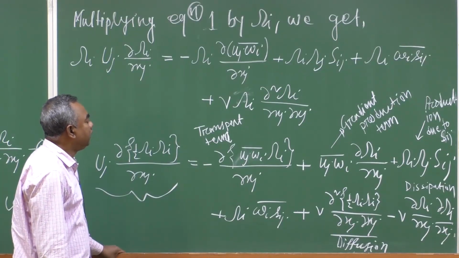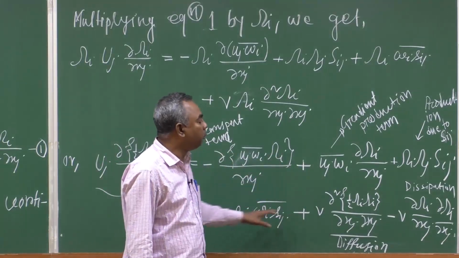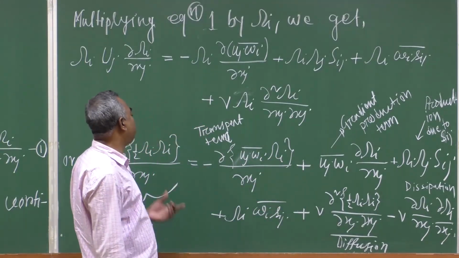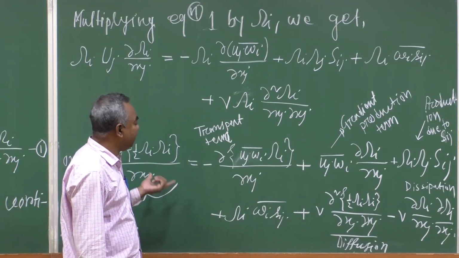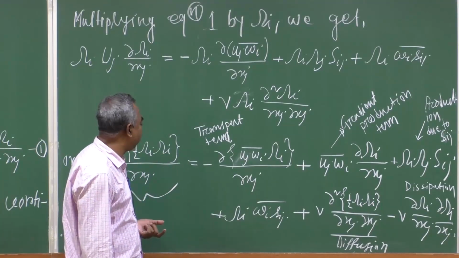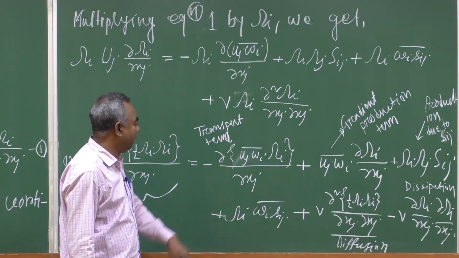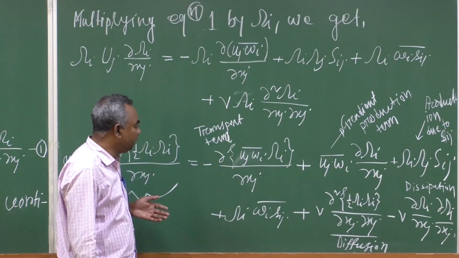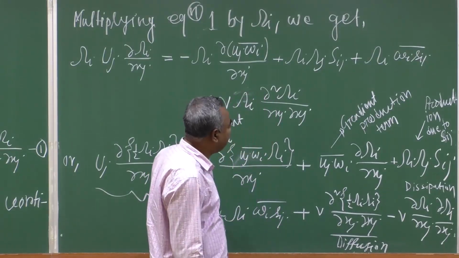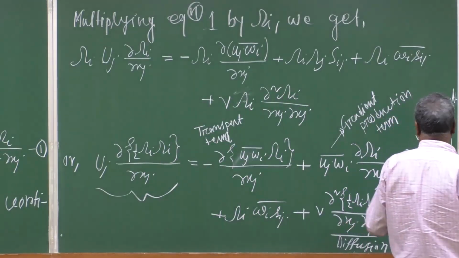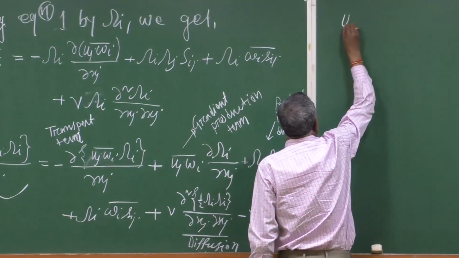Now, we will see which terms are very important, or which terms contribute maximum to change the entropy in the flow. If we would like to look at that particular aspect, then we have to first find out the order of magnitude of each and every term. Okay. So, we can write this equation once again here and find out the order of magnitude of each and every term.